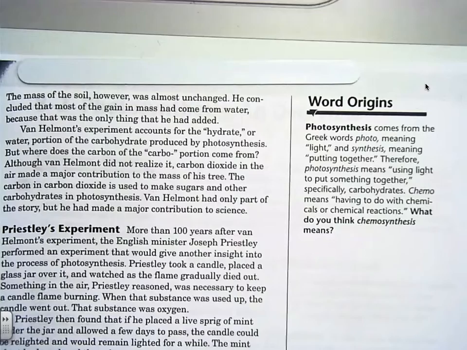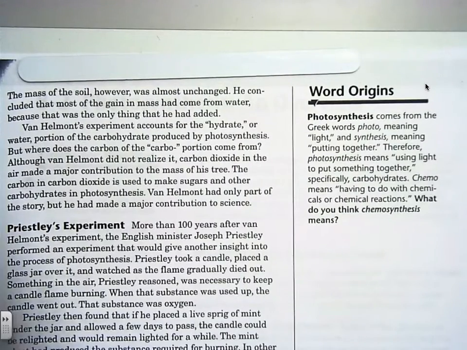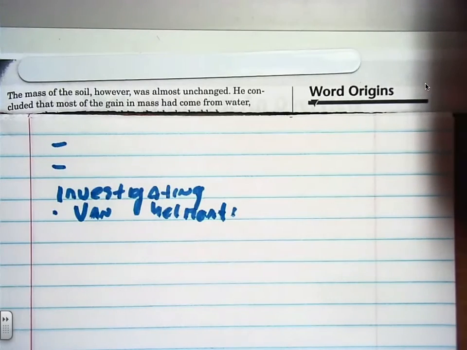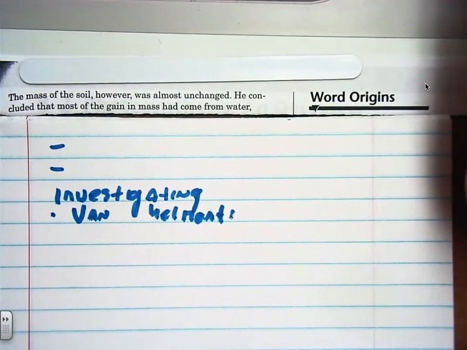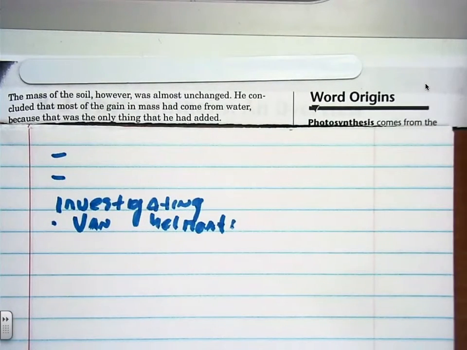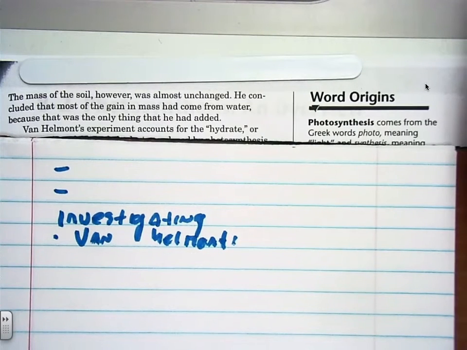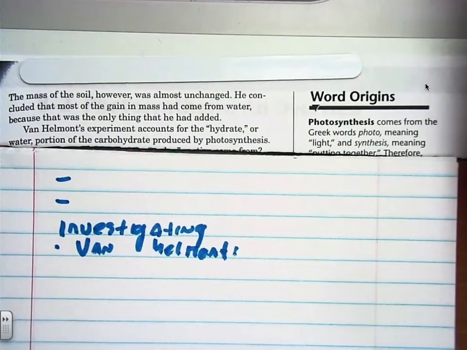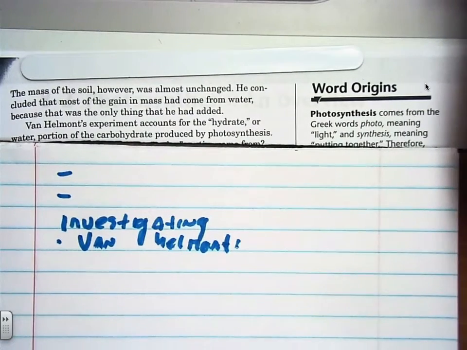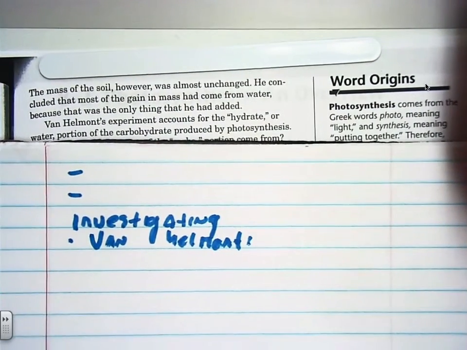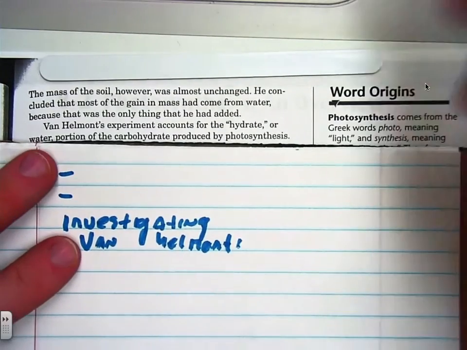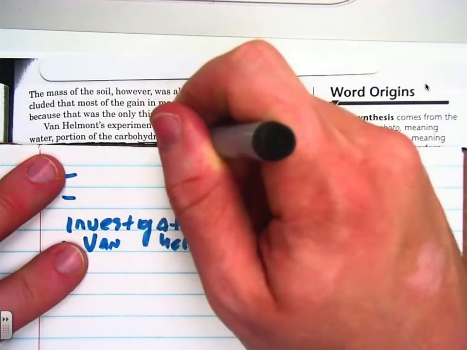So, the mass of the soil, however, was almost unchanged. He concluded that most of the gain in mass had come from water, because that was the only thing that he had added. Van Helmont's experiment accounts for the hydrate, or water portion of carbohydrate, produced by photosynthesis. All right? So do you see they're explaining the word carbohydrate to us? The first part is hydrate, which is water. All right?